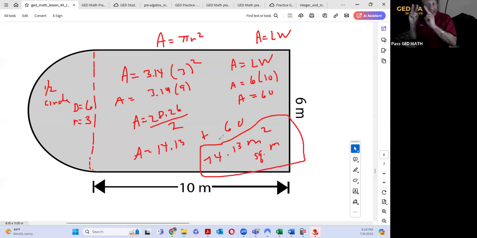So remember, area is 2 dimensions. Volume is 3 dimensions. That's why all your volume is cubic or to the 3rd power. That's one of the things people miss out on.